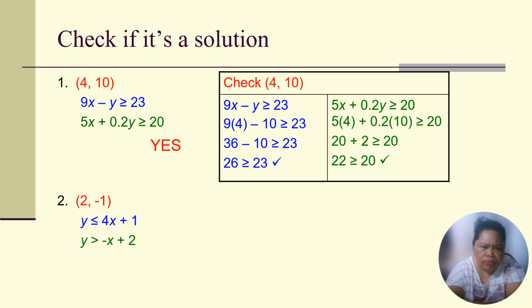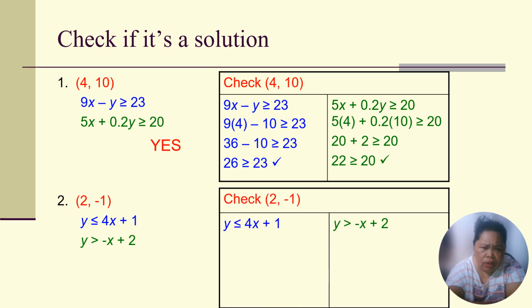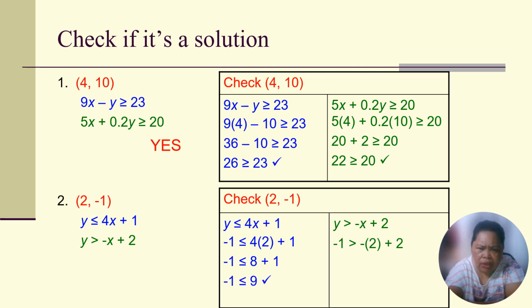Alright. Next we have 2 and negative 1. Okay. So from y is less than or equal to 4x plus 1, we have negative 1 less than 4 times 2 plus 1. Negative 1 is less than 9. So this is true. What about the others? So we have negative 2, negative 2 times 2 plus 2. This one is not correct.